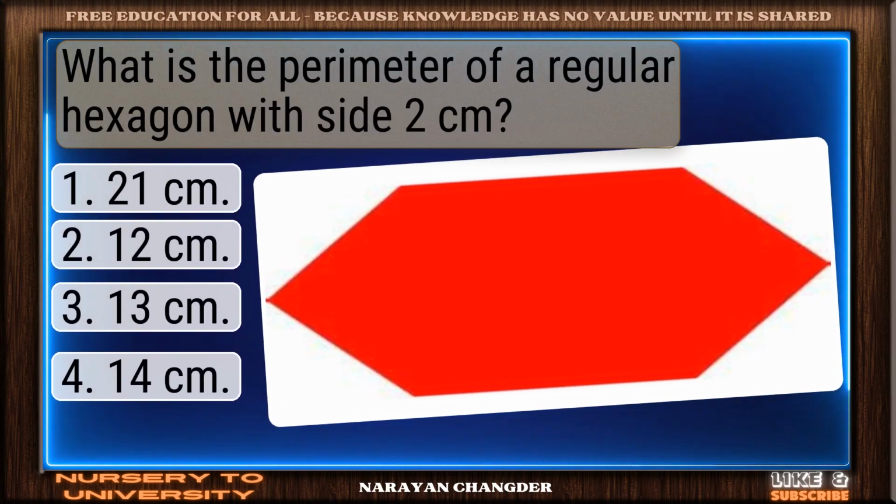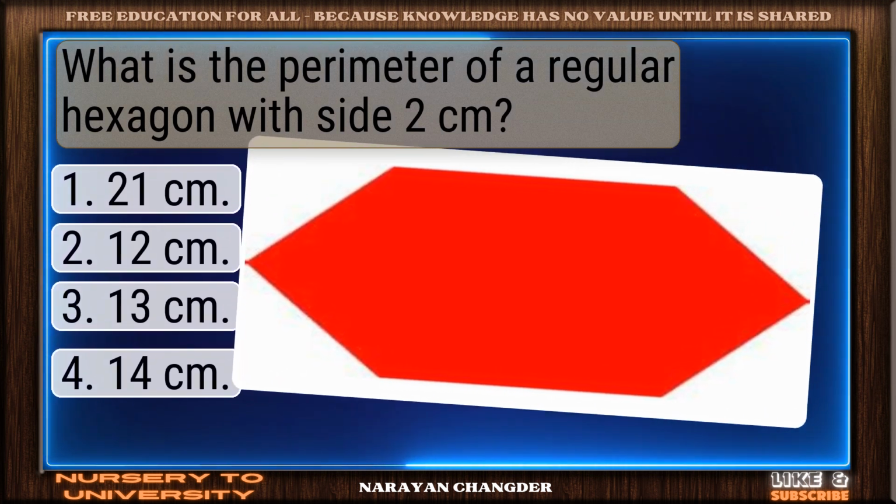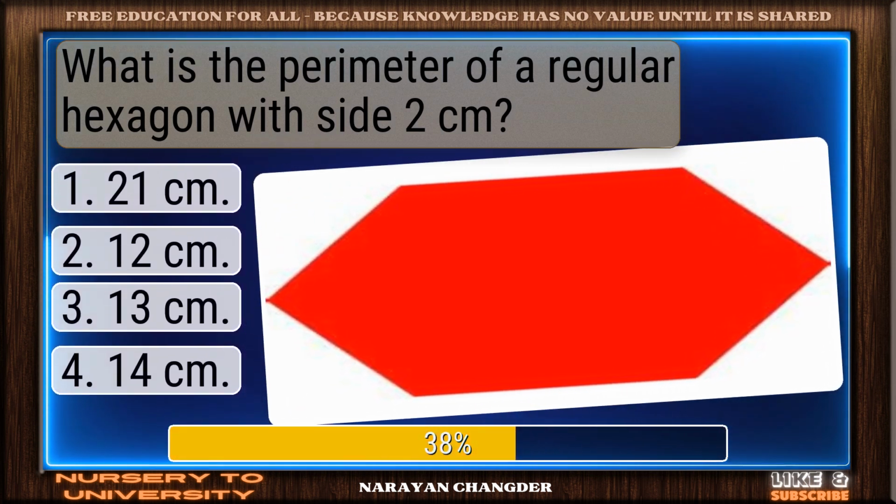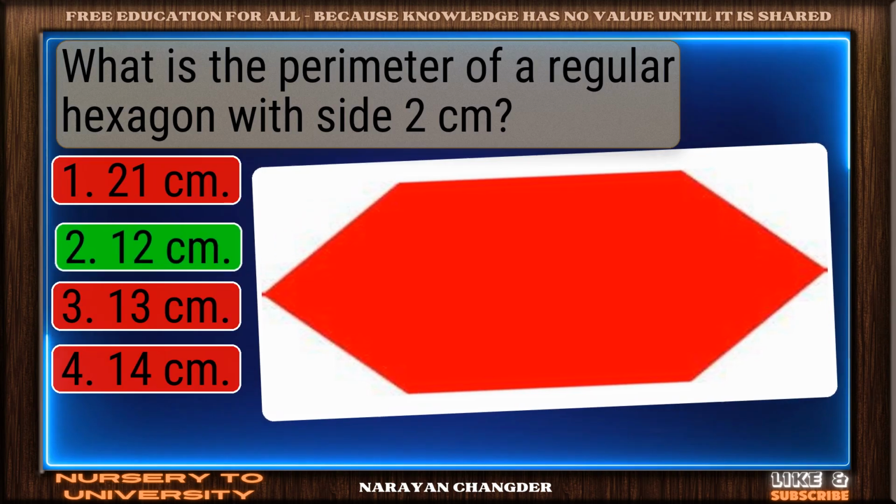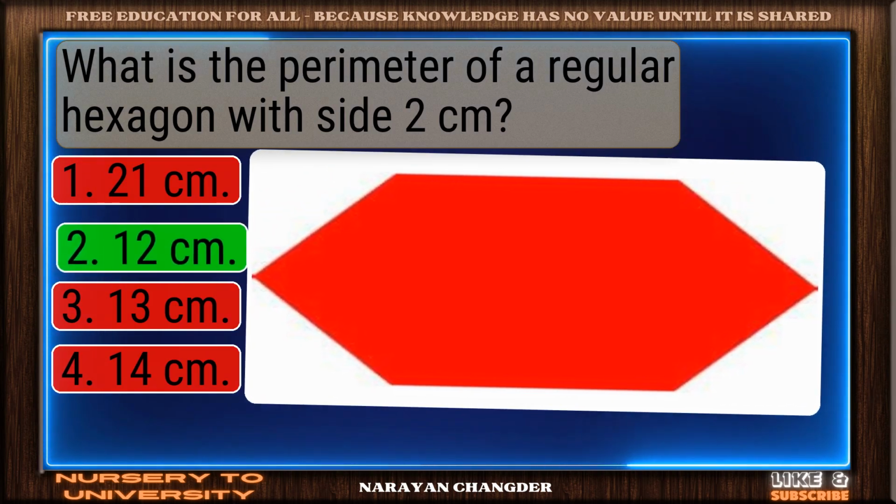What is the perimeter of a regular hexagon with side 2 cm? Great thinking. 12 cm is the right choice.